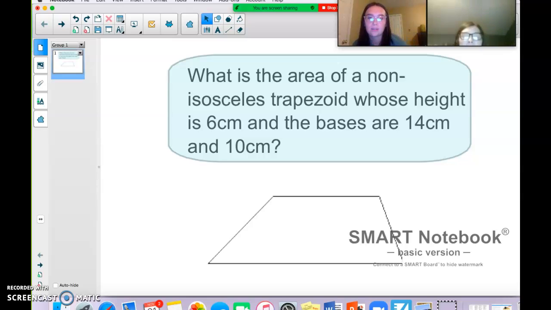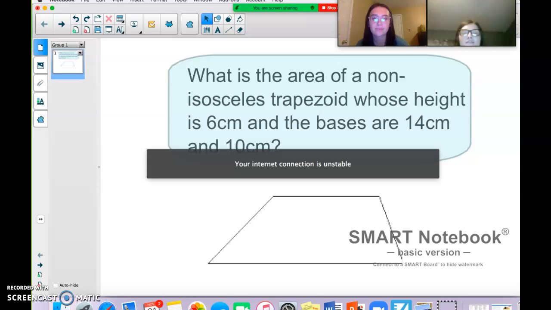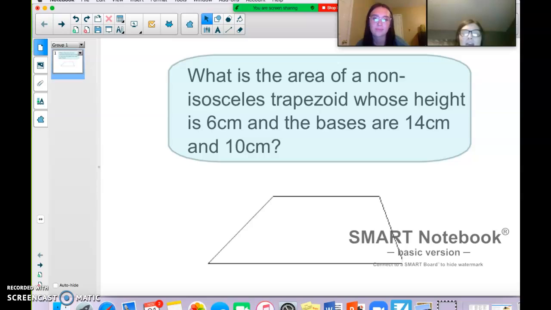Okay, today we're going to be figuring out the area of a non-isosceles trapezoid. Our problem is, what is the area of a non-isosceles trapezoid whose height is 6 centimeters and the bases are 14 centimeters and 10 centimeters?